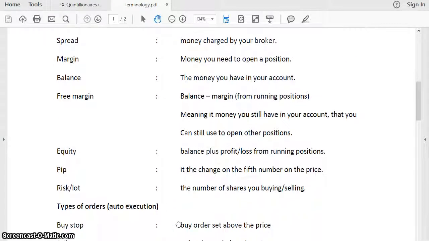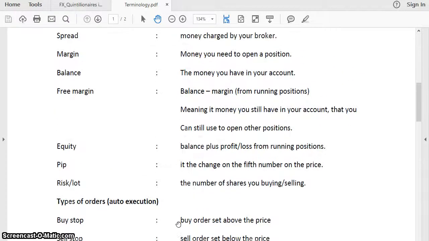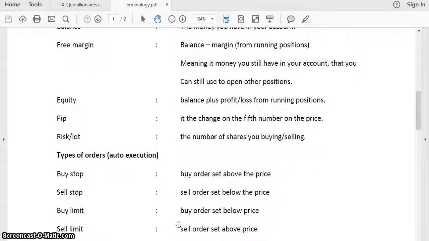We were on pips. We did pips. That's where we ended, where I was showing you how we count the number of pips. So now let's move on to risk and lots.